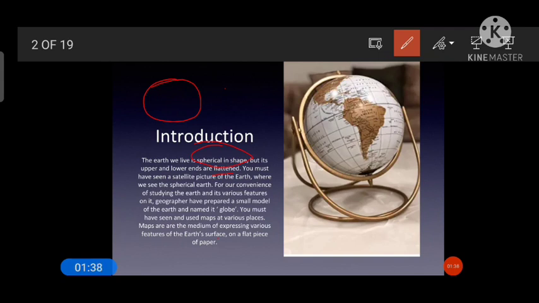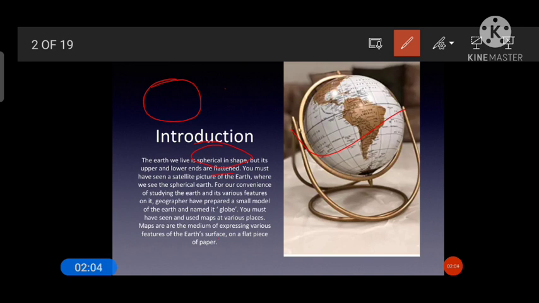So a globe is a three-dimensional model of the earth, which looks just like the earth, but it is a mini earth. It shows the continents, oceans, latitudes and longitudes. All these things are shown. You can see the picture of a globe here on the right hand side. Okay, this is how a globe looks.